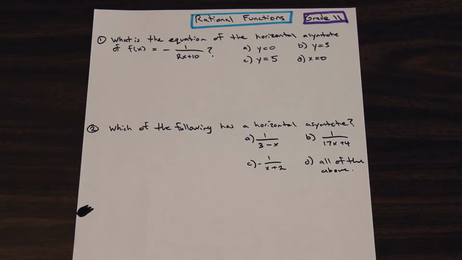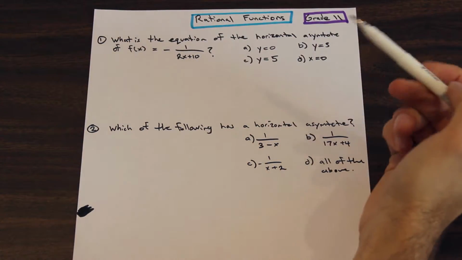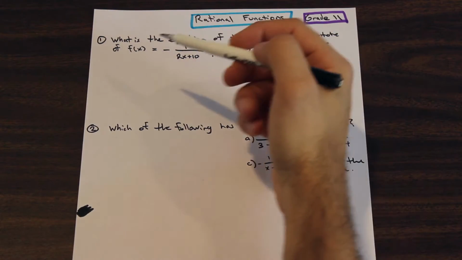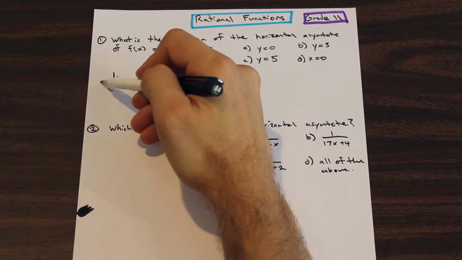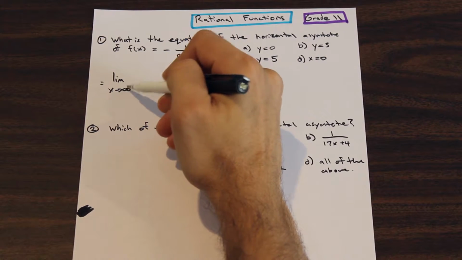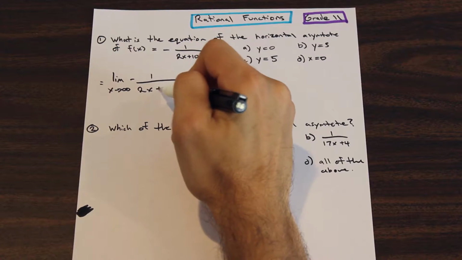I'll explain it. So how do we do horizontal asymptotes? I'll put a link in this video to our horizontal asymptote video. But in order to find the horizontal asymptote of a function, we're going to need to take the limit as x approaches infinity. So we have f of x equals negative 1 over 2x plus 10. So we're going to take the infinite limit of that. We're going to say the limit as x approaches infinity of negative 1 over 2x plus 10.